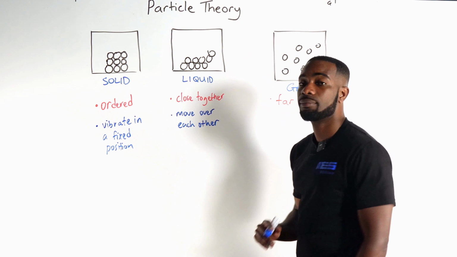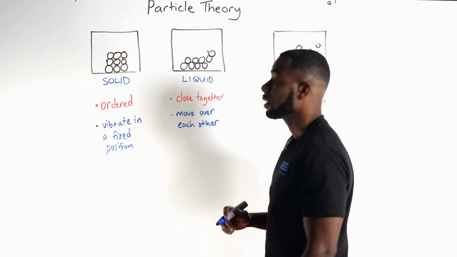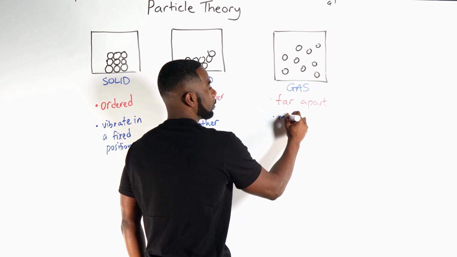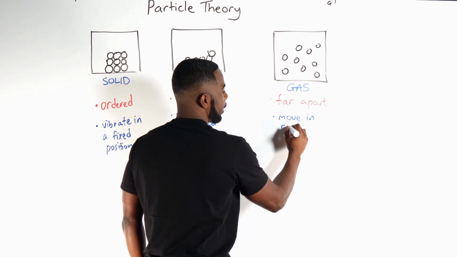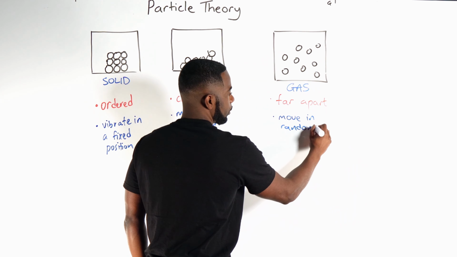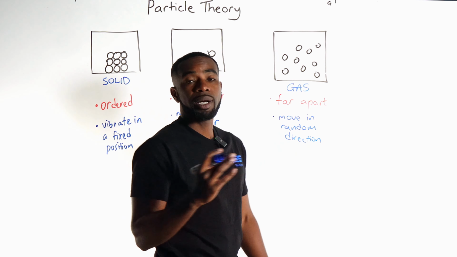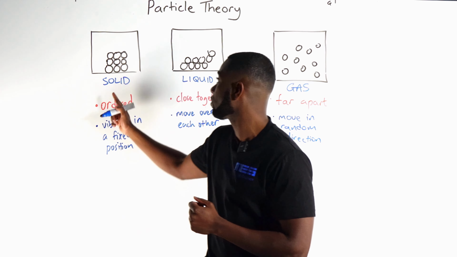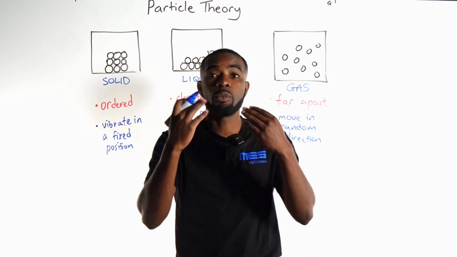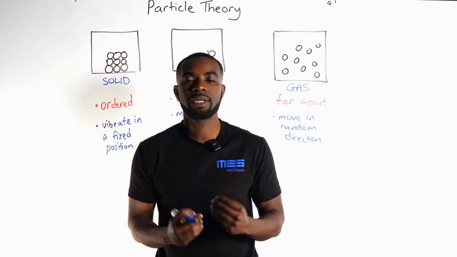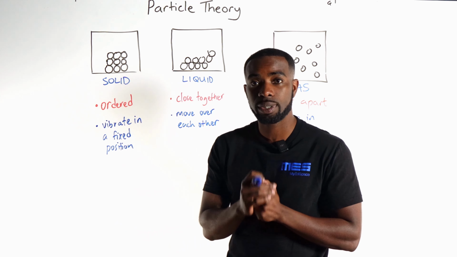And the gas has the most freedom. In our gas state, they have the most freedom to move around. So the particles here move in random directions. And you can see as the freedom the particle has to move around increases, from solid, liquid to gas, the more kinetic energy they have. So kinetic energy is just the energy to move, or energy associated with movement.